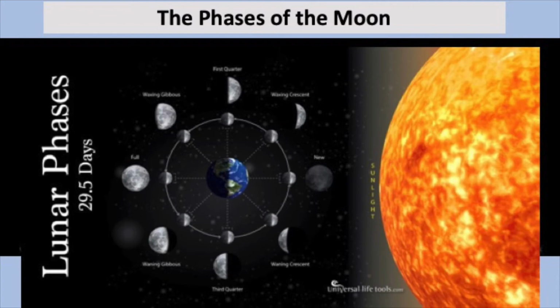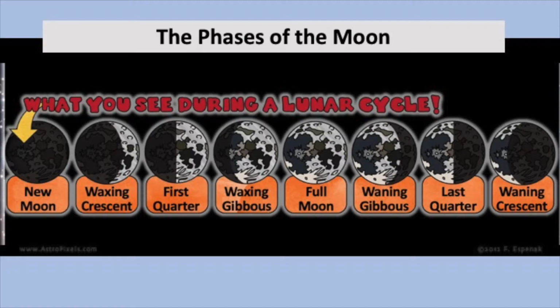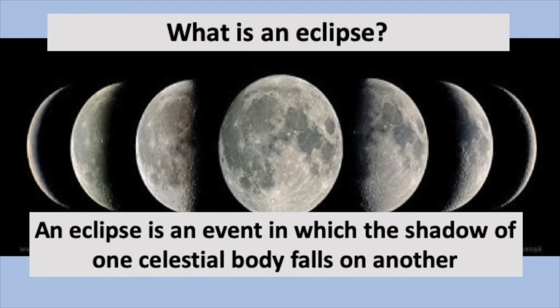So here we just have an example of the phases of the moon. You always have to pay attention to where the sunlight is coming from. This is what we would see during the lunar cycle. So what you see in the first diagram was just what half of the moon was lit. But this is showing what we actually see from Earth.